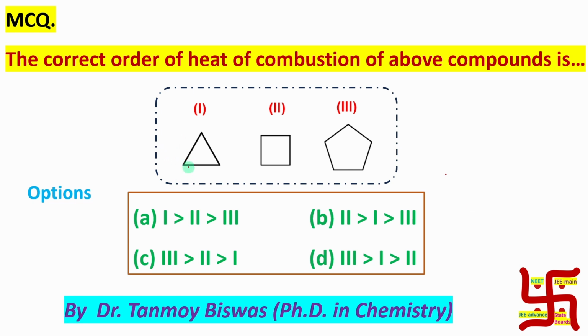Today's topic of discussion is one MCQ and the question is in front of you. What is the correct order of heat of combustion of the above compounds? 3, 1, 2 and 3. So what is the correct order?